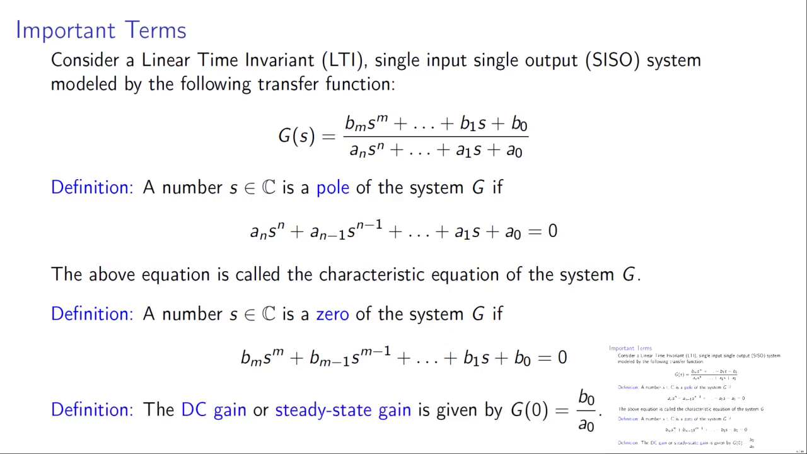And the last definition here is the DC gain, or also steady-state gain, given by B0 divided by A0. So the DC gain is obtained when you replace S equal to 0 in the transfer function. Okay, so G of 0: everything here is going to be 0. You have B0 in the numerator. All these coefficients times 0 will be 0, and then you have A0. So this is the DC gain, B0 divided by A0.